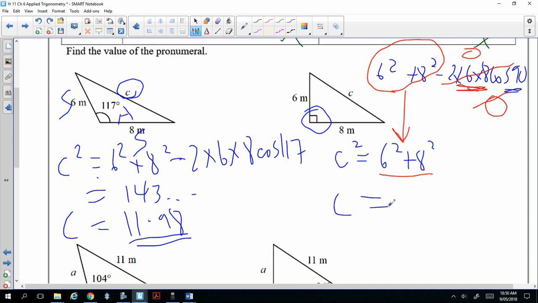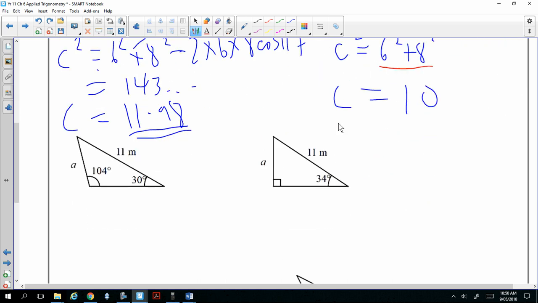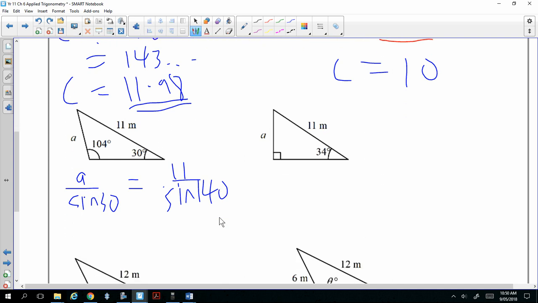Okay, so remember when to use cosine rule, when to use Pythagoras theorem. Okay, not to overlook your old formulas. They are still as useful before as it is today. All right, let's do the next one. What rule do we use for the next one? Yeah, because it's not SAS, it's not SSS, so it must be sine rule. So you go A over sine 30 equal to 11 over sine 104.